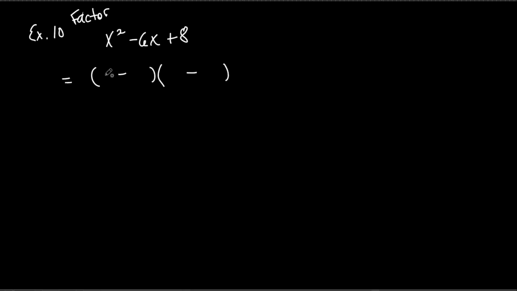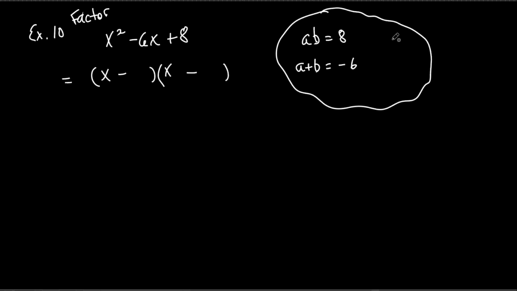All right, let's take a look. Let's do the first thing. Remember, first, outside, inside, last. What's this times this going to be? It's going to be x and x, which is x squared. And now you have to think of some numbers that multiply to be positive 8. So let's just do this. I'm going to put a and b. They have to multiply to be a positive 8, and they have to add up to be what? Negative 6. So you have to think of two numbers that multiply to be 8 and add up to be negative 6. So this is kind of like my brain, all right? There's my brain right there, all right?